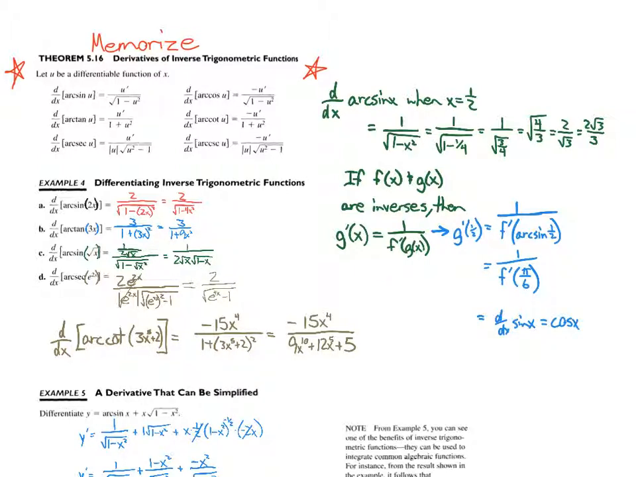Okay. So that's what we're doing right here. So this is 1 over the cosine of pi over 6. What's cosine of pi over 6? Root 3 over 2. So 1 over root 3 over 2 is 2 over root 3. What do you know? It works. Okay? So great connection there.